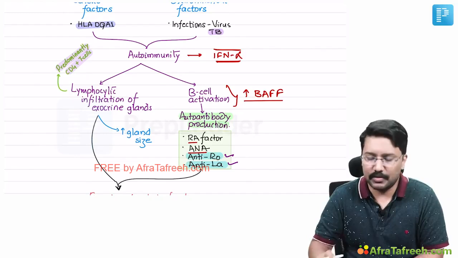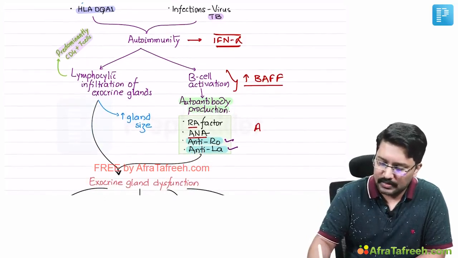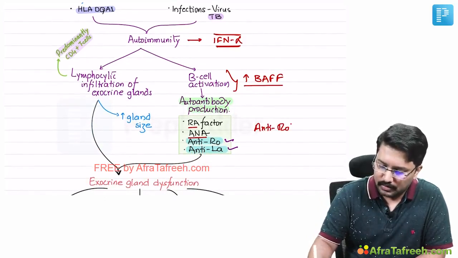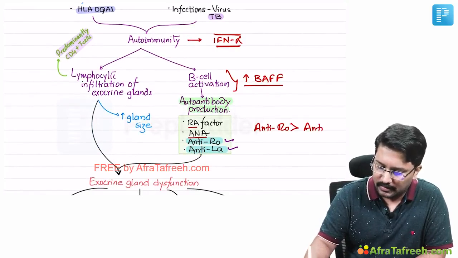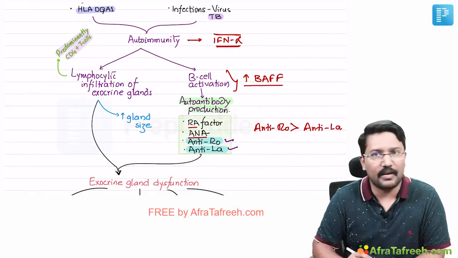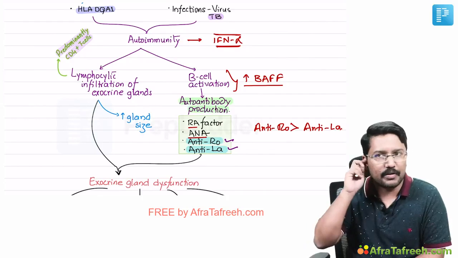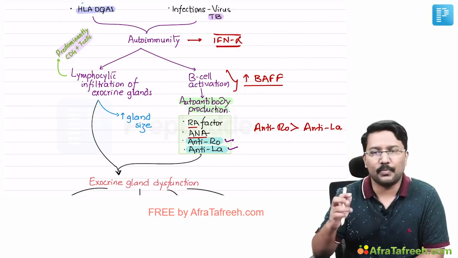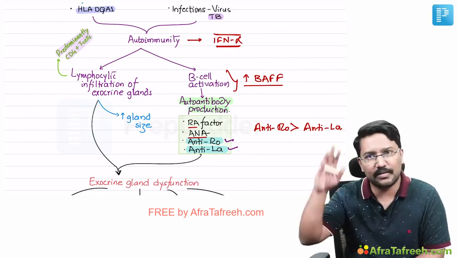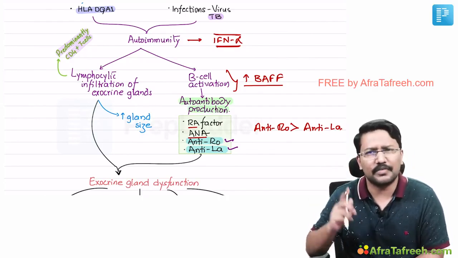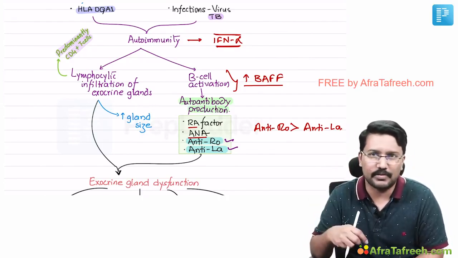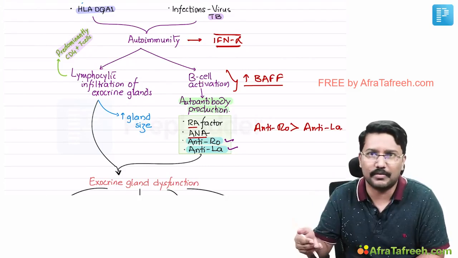Now, when it comes to antibodies, remember, anti-Rho is definitely more common than anti-La, right? So you can simply remember that anti-La is Mukesh Ambani's tower, right? So that is very rare. There is only one piece. So you can say anti-La is less common, right?